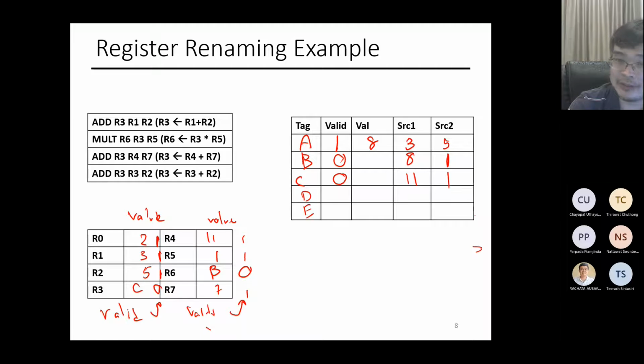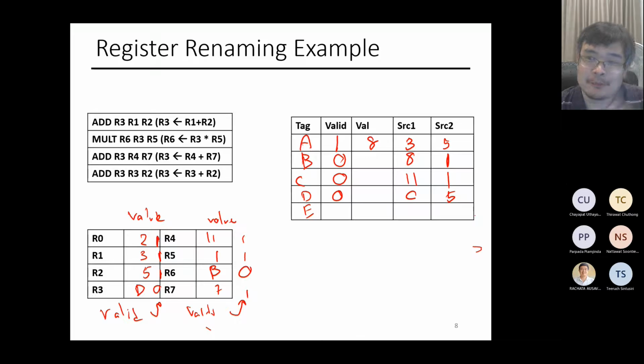And you can keep doing this for the last instruction. The last instruction needs R3 and R2. R3 is C. R2 right now is 5, right? It's not valid. It's doing that calculation right now. Well, actually, it's not doing the calculation yet because it's waiting for C. And now the entry is D. It's not valid. Right. So that's the register renaming example.